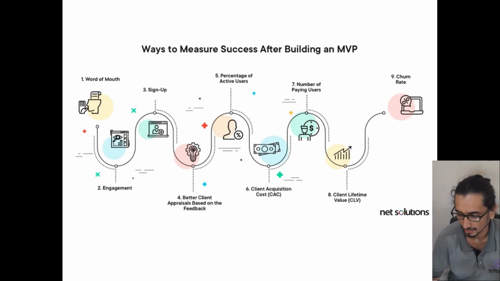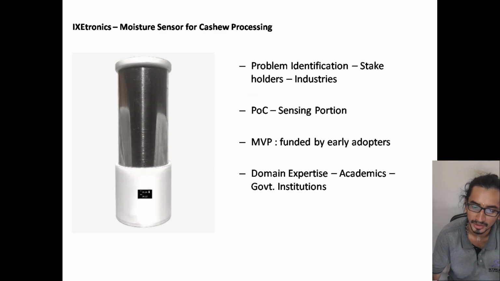One of the examples which I took in the earlier webinar was one of our customers, IXetronics, an embedded systems development company based out of Mangalore, who came across a cashew industries community who shared a problem with moisture in the raw nuts, which was causing problems in processing, which is cooking and peeling the nuts to produce processed cashew nuts.